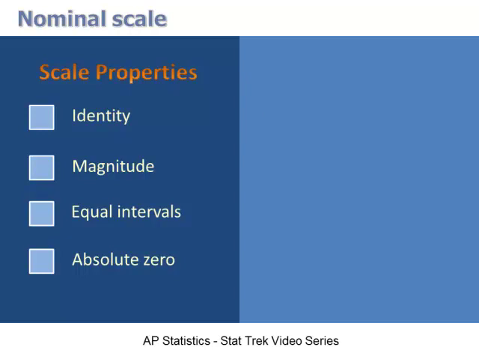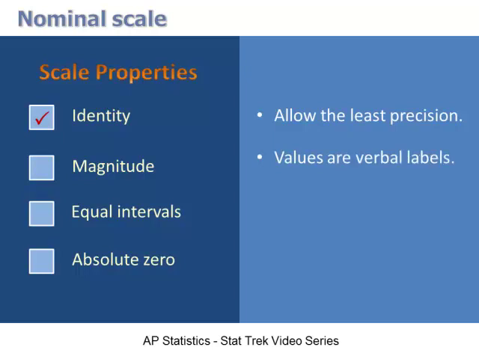Nominal scales allow the least precision. The nominal scale of measurement only satisfies the identity property of measurement. Values assigned to variables are verbal labels that have no inherent numeric value. We can't add or subtract values measured on a nominal scale. So the statistical techniques that we can apply to nominal scale variables are limited.